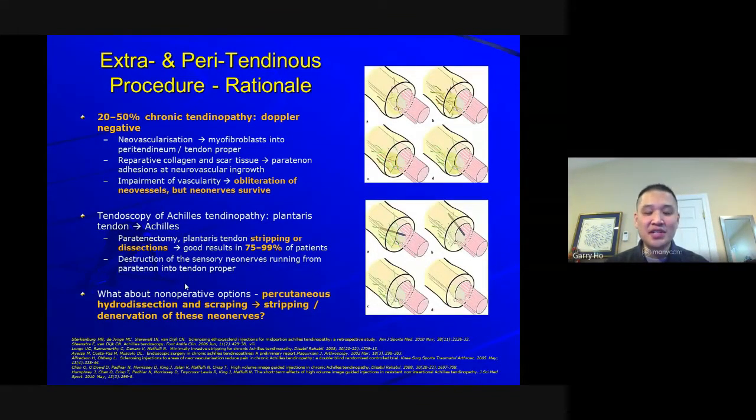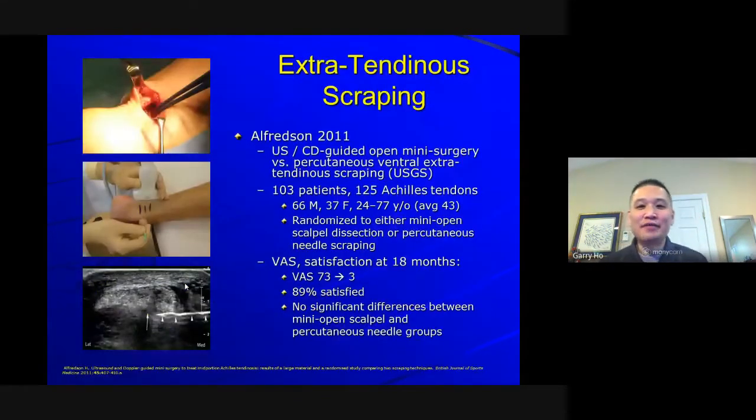Can we do percutaneous techniques such as hydrodissection and scraping in order to strip or to provide a Brisement to essentially denervate these neonerves from the tendon? So going back to Dr. Hakan Alfredson again, 2011, what he did was he compared a mini open surgical scraping of the Achilles tendon in people with degenerative Achilles tendinosis, compared that with the percutaneous procedure, ultrasound guided with a needle, and found satisfactory results at 18 months with a significant decrease in visual analog scale for pain, and there was no statistical difference between the mini open and the percutaneous version of that.